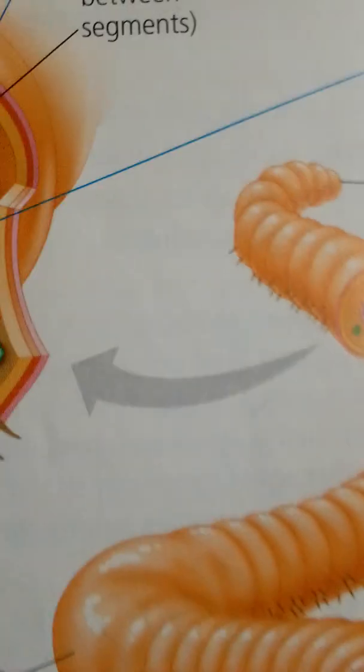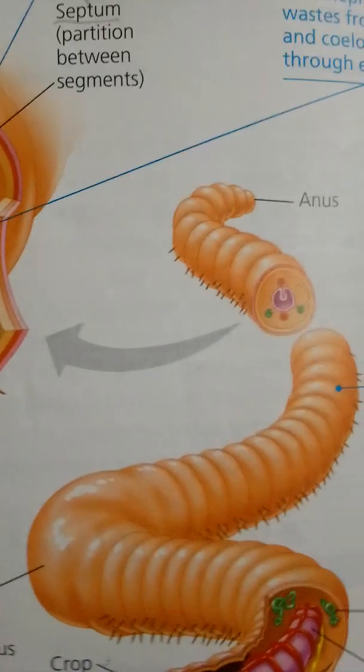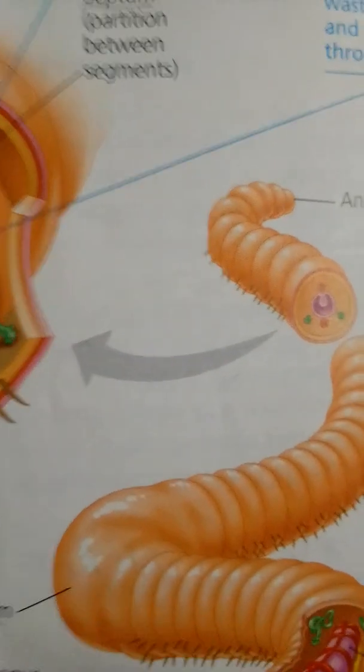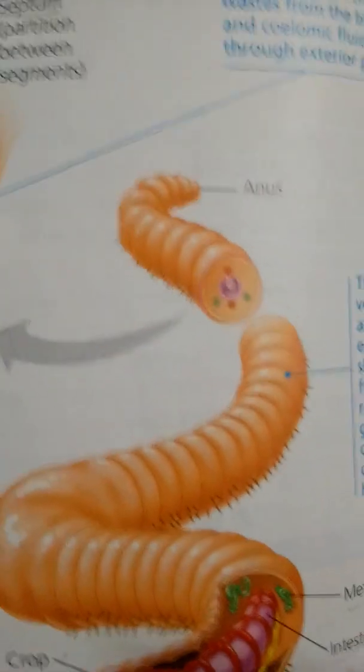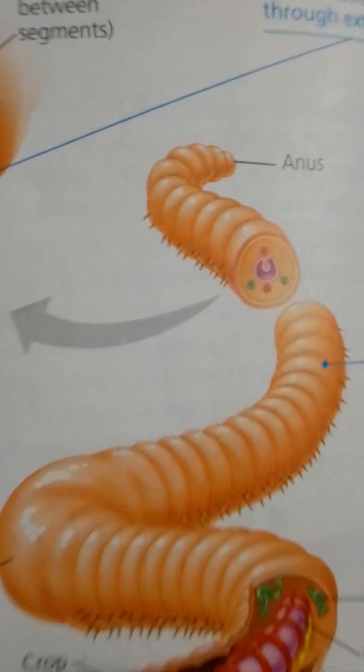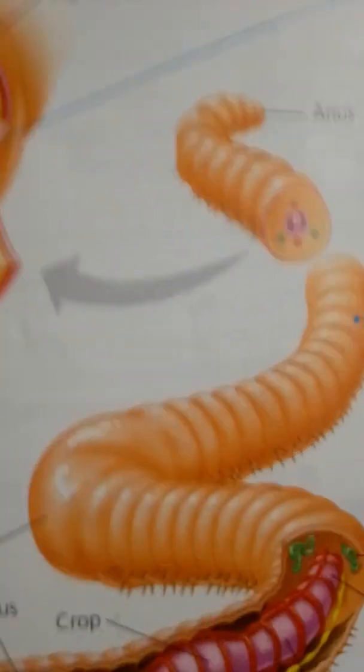Notice also the ventral nerve cords with segmental ganglia. The nerve cords penetrate the septum and run the length of the animal, as do the digestive tract and longitudinal blood vessels.